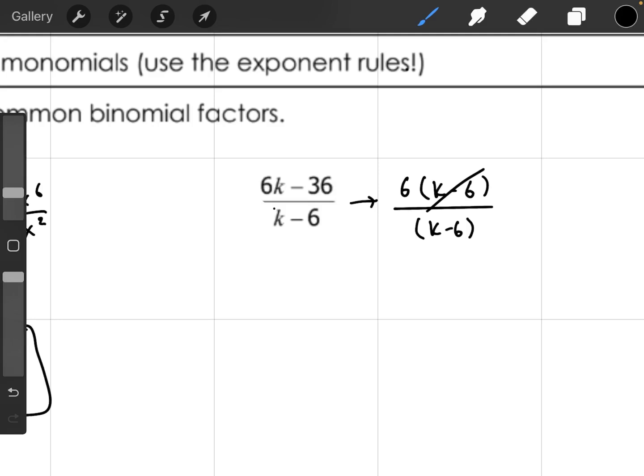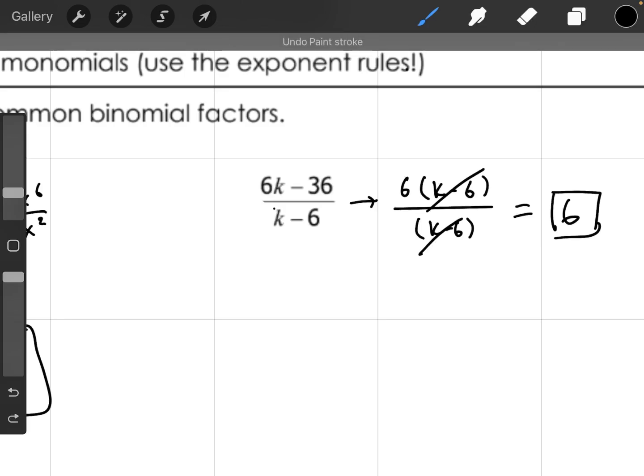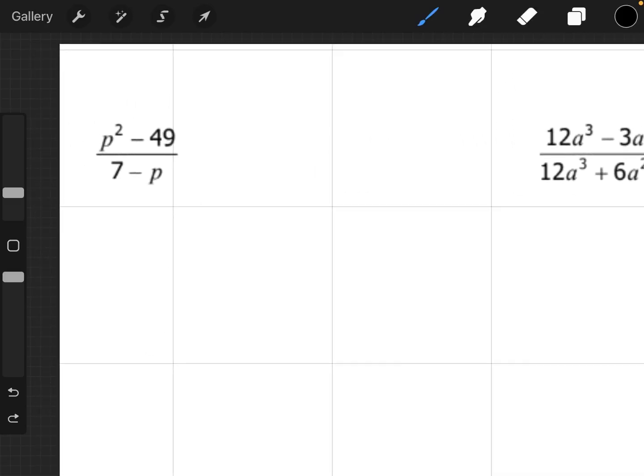Now we can eliminate common binomial factors. So we can cancel out this k minus 6 and this k minus 6, so we just have our final answer of 6. So let's work through two more examples. So the first one, we have p squared minus 49 over 7 minus p.